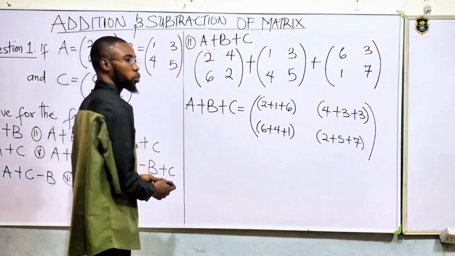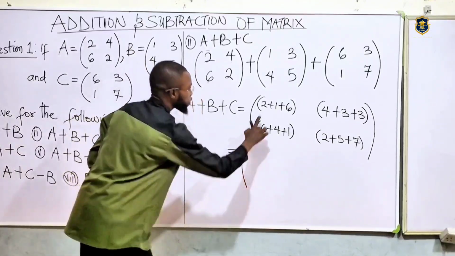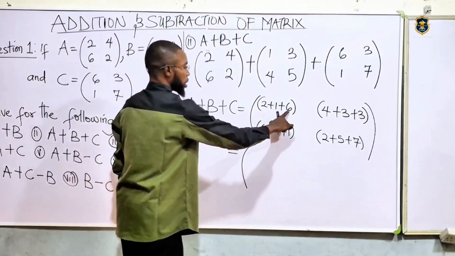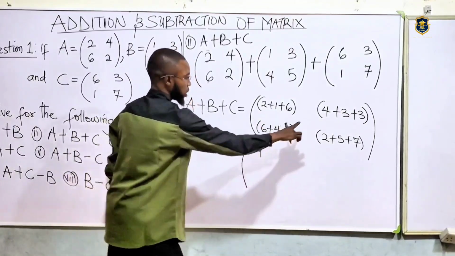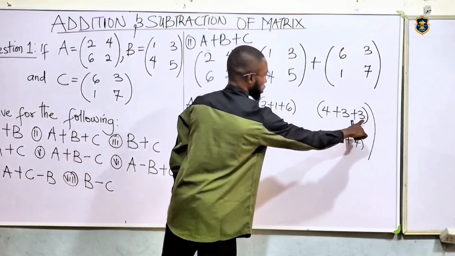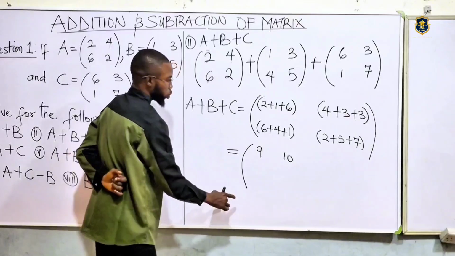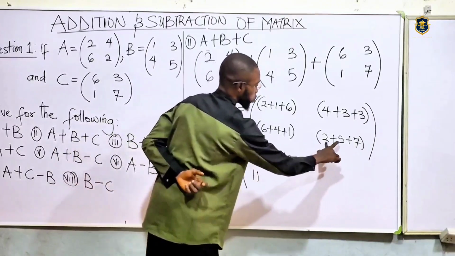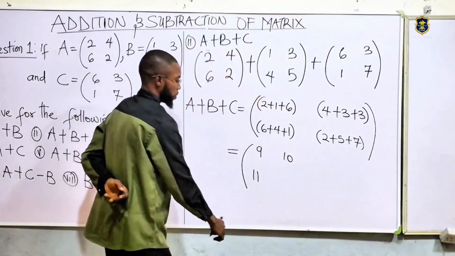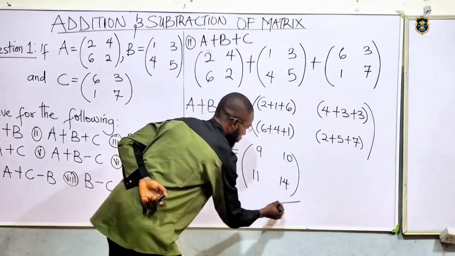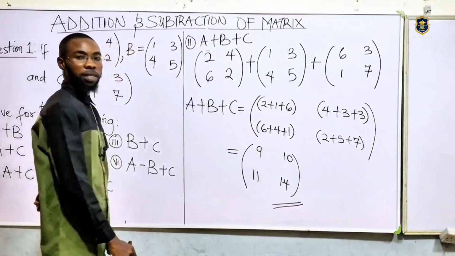Right? So let's add that up. If we add them up, it's going to be 2 plus 1 is 3, 3 plus 6 is 9. So we have 9. 4 plus 3 is 7, 7 plus 3 is 10. And 6 plus 4 is 10, plus 1 is 11. Then 2 plus 5 is 7, plus 7, that's 14. That's the basic answer of how this is applied.